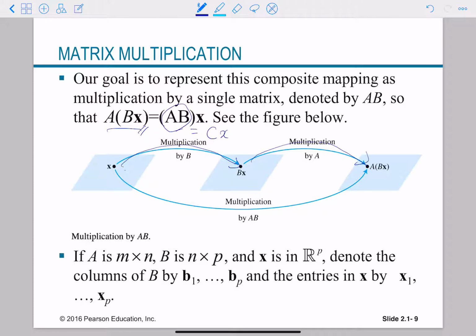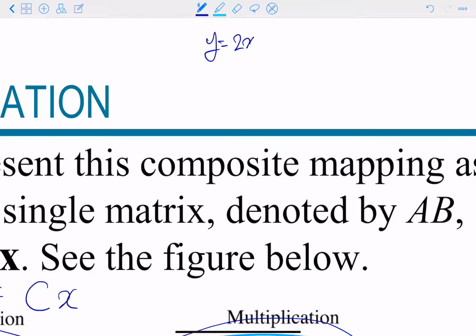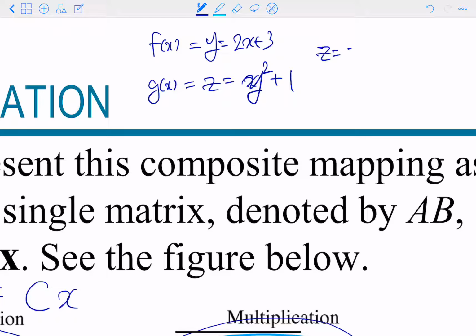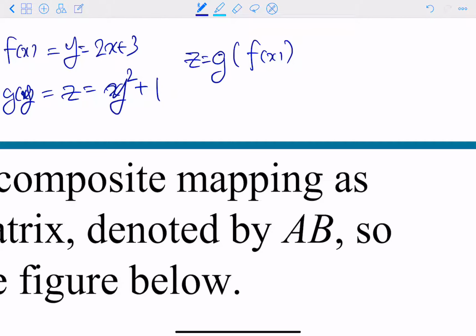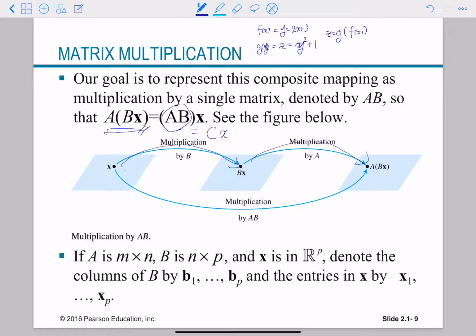If you remember, y is equal to 2x plus 3 and z is equal to, maybe, y squared plus 1. In this case, this is f of x and this is g of y, and then z is defined as g of f of x, right? So this is called a composite function, and in Korean, 이게 저기 뭐라고 그러죠? 합성함수죠? So we can define this 합성함수, or composite function, in the context of a linear transformation by using matrix multiplication.